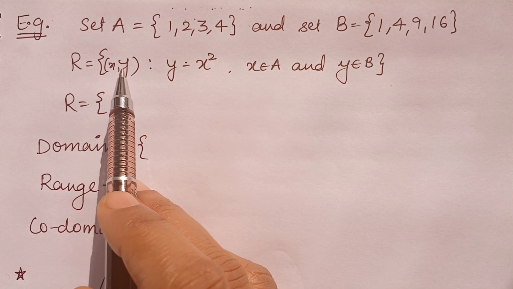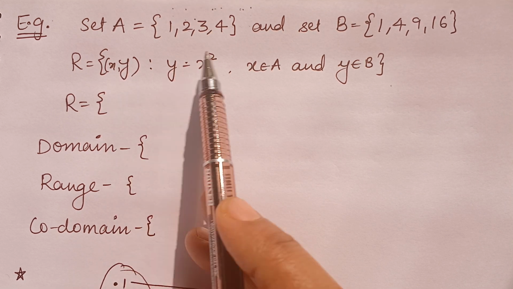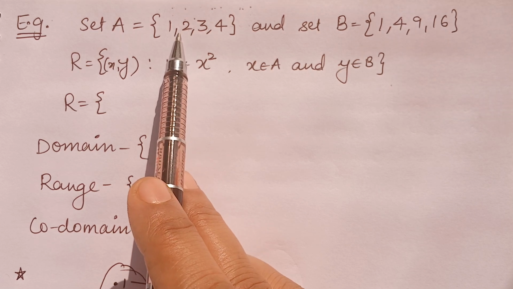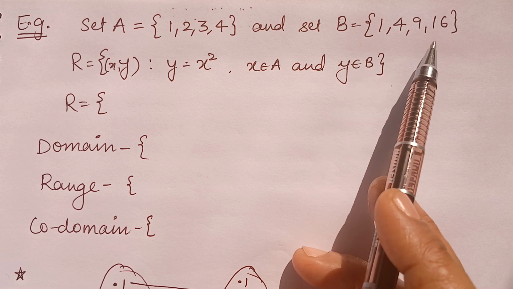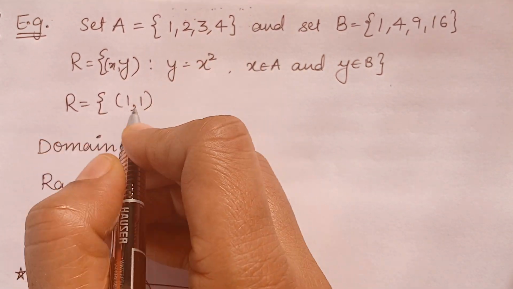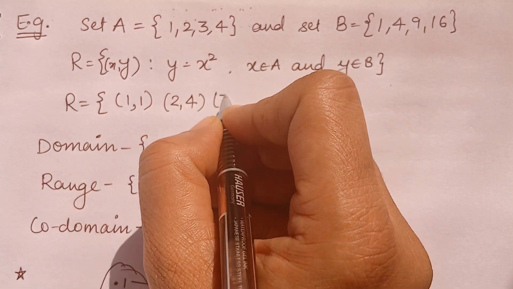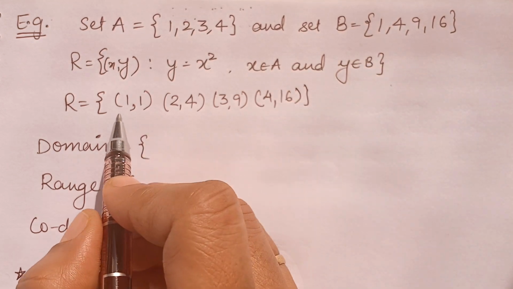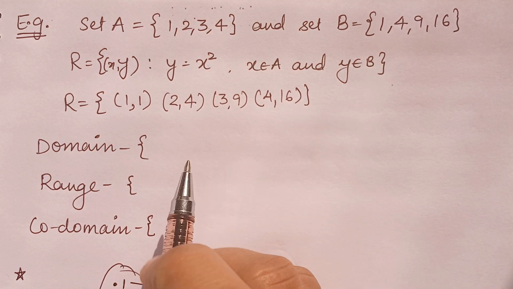So what is the relation? X comma y, where y is equal to x square. Because the elements in set B are the squares of elements in set A, where x belongs to A and these elements will belong here in set B. So how are we going to write it? 1 comma 1, because 1 is the square of 1, then 2 comma 4, 3 comma 9, and then 4 comma 16. You can see that the first elements are from set A and the second elements are from set B.